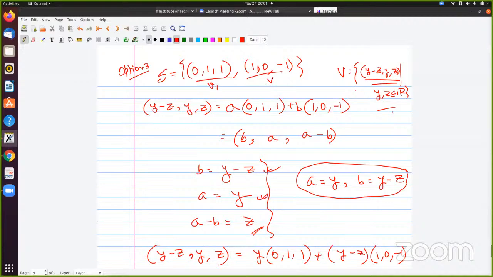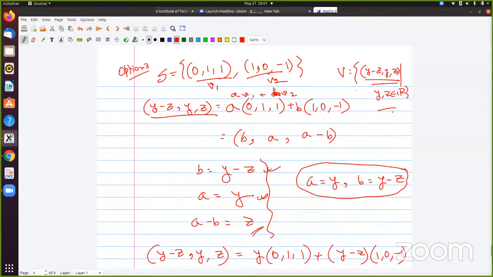This is my V1, this is my V2. Can I write any general element of this vector space V as a linear combination of V1 and V2? Can I write a V1 plus b V2? Yes, sir. So I have to solve for A and B. What was my V1? V1 is 0 1 1. What was my V2? 1 0 minus 1.